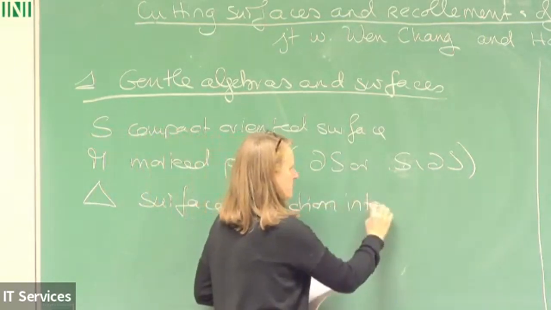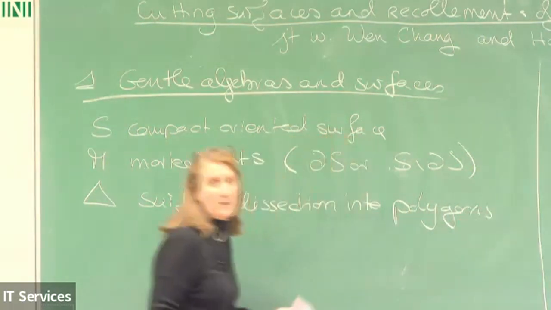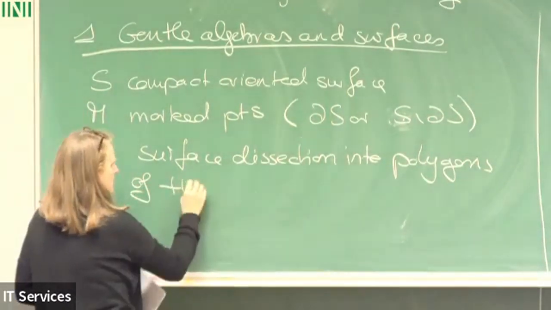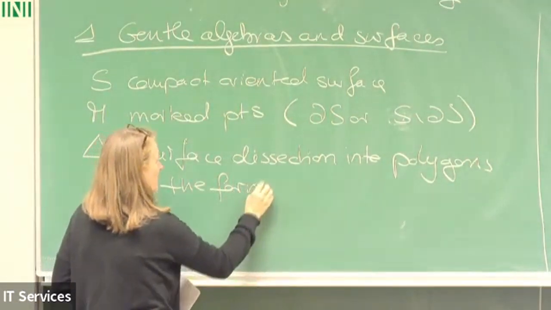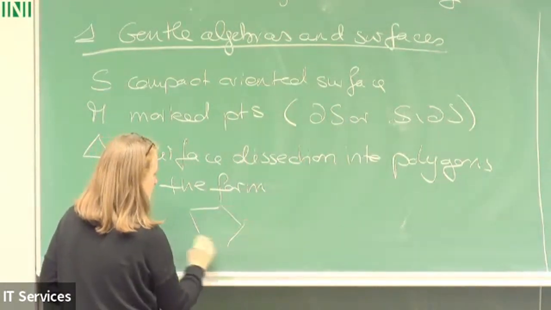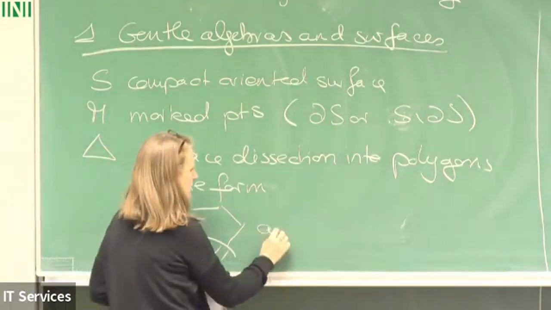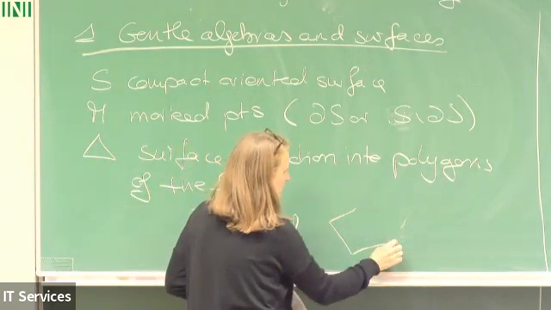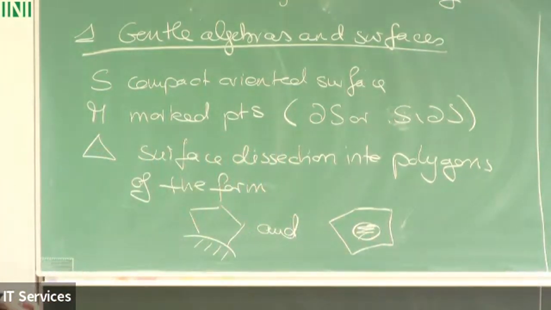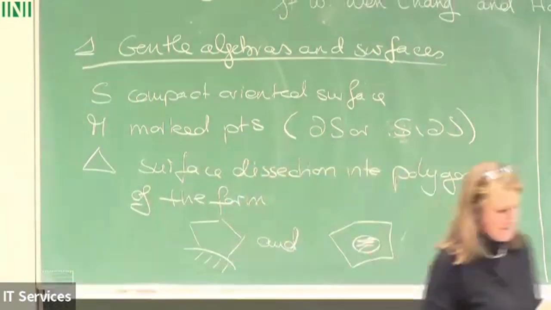into polygons, where each polygon is of a particular form, one of two forms. Either it has exactly one boundary edge, or it has no boundary edge, and if it has no boundary edge, then it has an unmarked boundary component inside. So this is the data we start with.